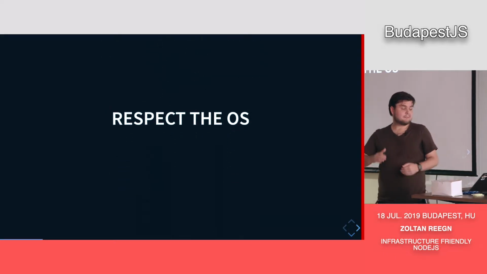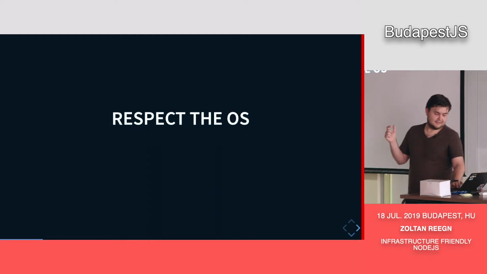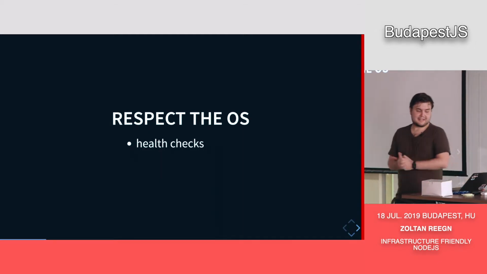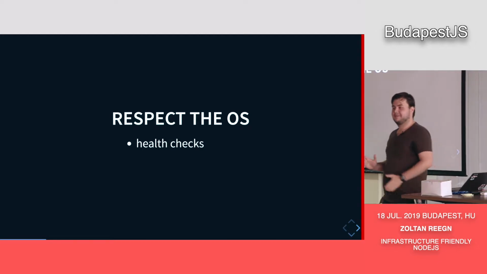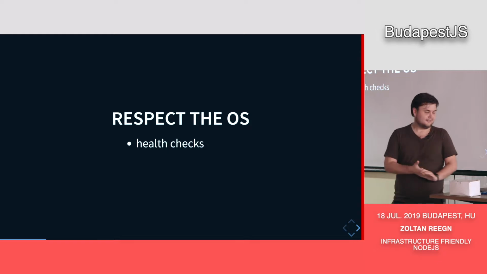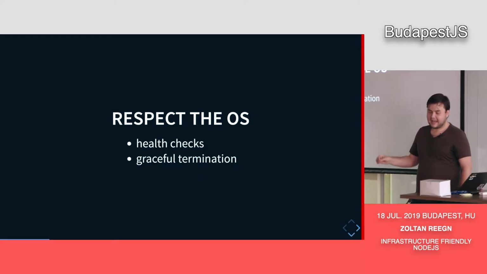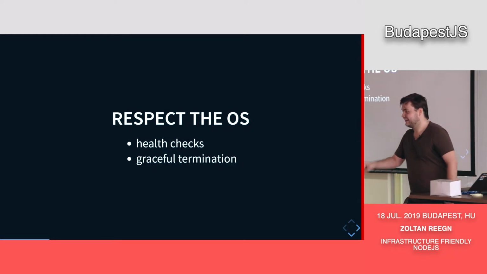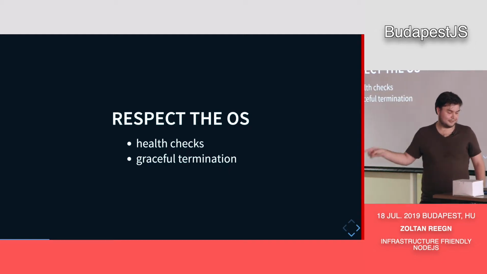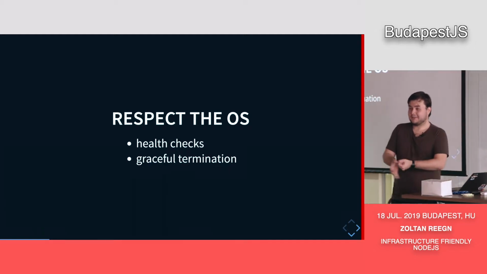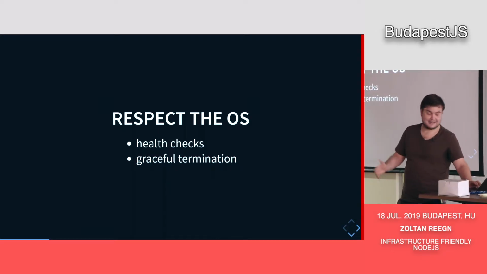Next, respect the OS. So, the process. If the OS asks you about your health, you tell them. The OS hates it if it cannot tell if somebody is healthy or not. And if the OS asks you to die, you die. You die. Either you kill yourself, or the OS is going to do it for you. But it's still better to commit harakiri than wait for somebody else to do it. And I'm going to explain why.